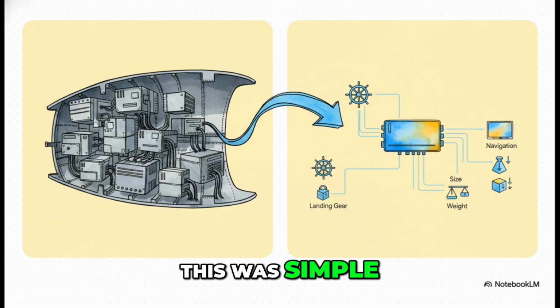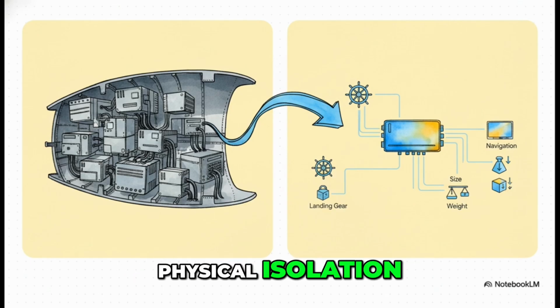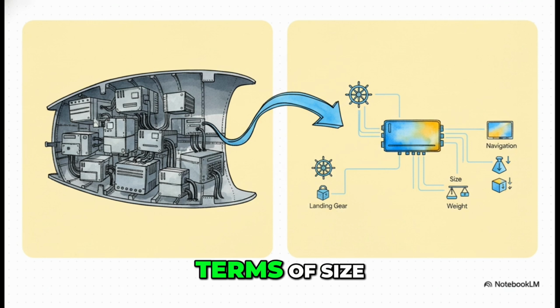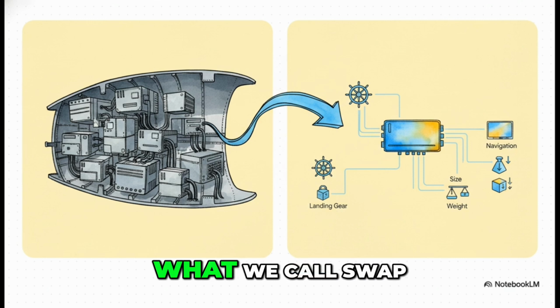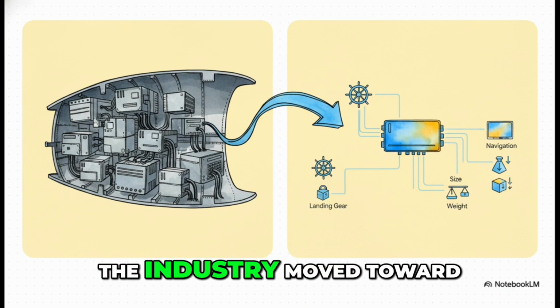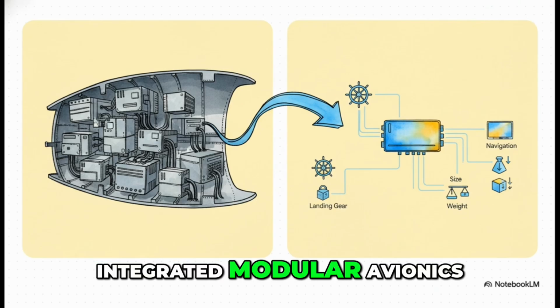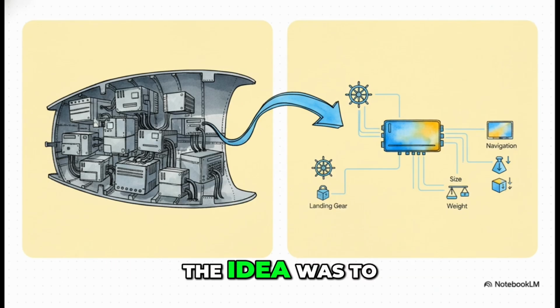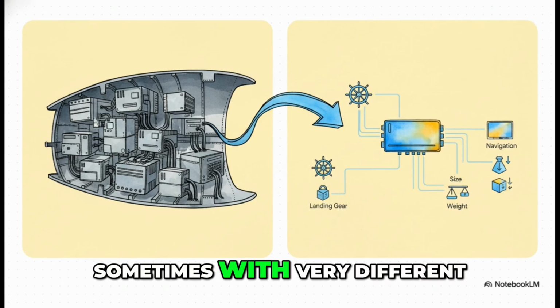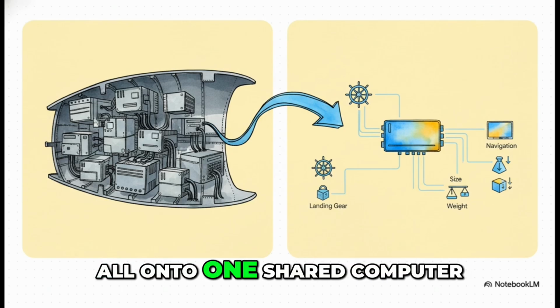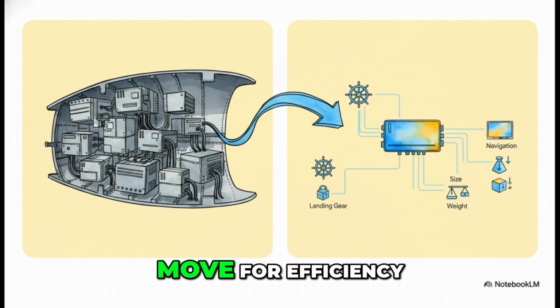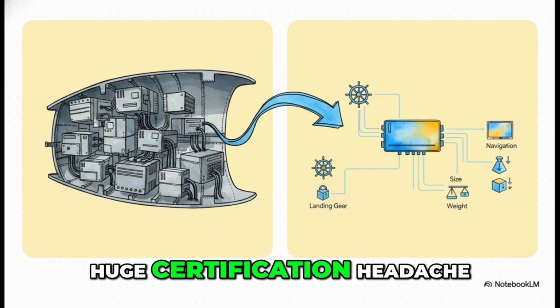Now, this was simple and it gave you natural physical isolation, but it came at a huge cost in terms of size, weight, and power, what we call SWaP. To solve that, the industry moved toward Integrated Modular Avionics, or IMA. The idea was to put multiple functions, sometimes with very different safety levels, all onto one shared computer. This was a brilliant move for efficiency, but it created a huge certification headache.